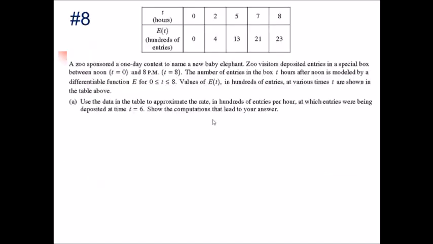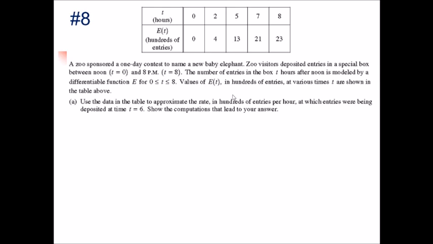On this problem, we have a real-life problem involving a zoo and a contest to name an elephant. People are putting entries in some box, and this is the number of entries in the box at any given time between 0 and 8 o'clock p.m. All right, so we've got data in a table. We want to approximate the rate in hundreds of entries per hour at which entries are being deposited at time 6. So basically, they're asking us to approximate E prime of 6 by using this table.